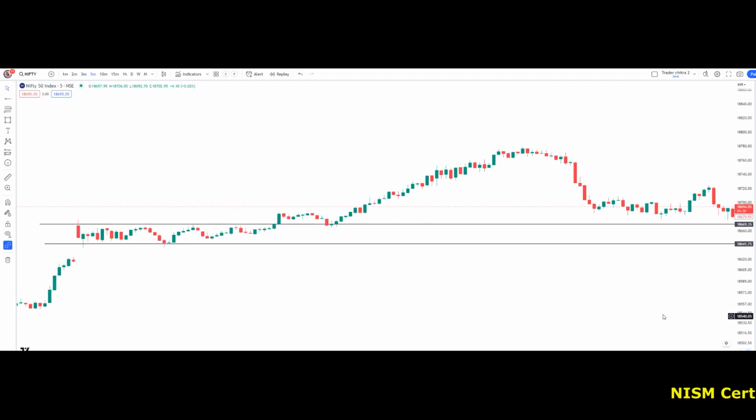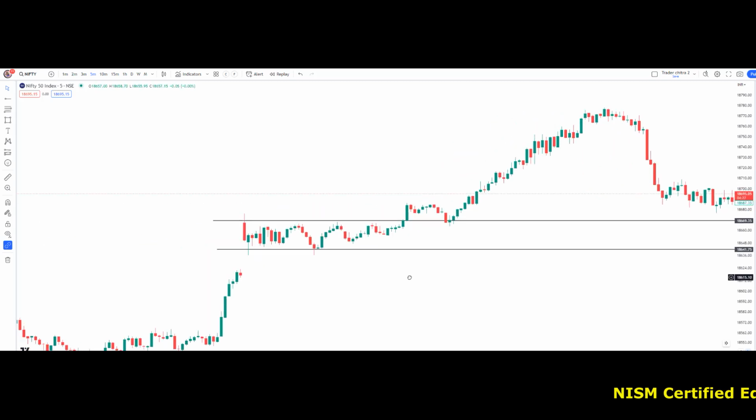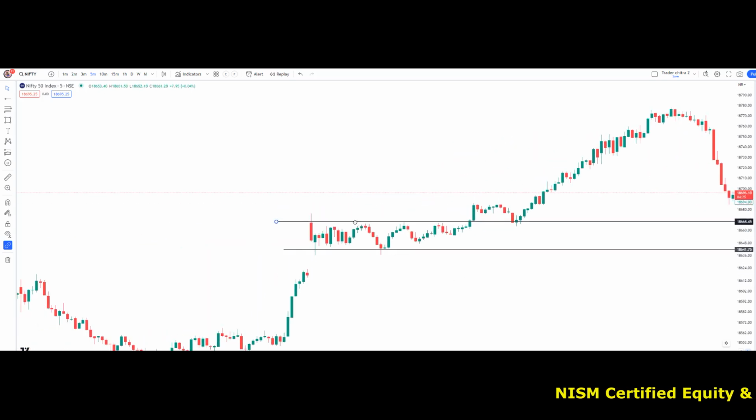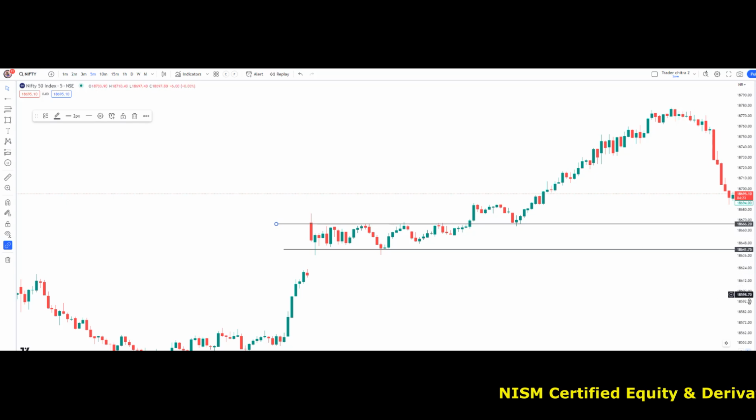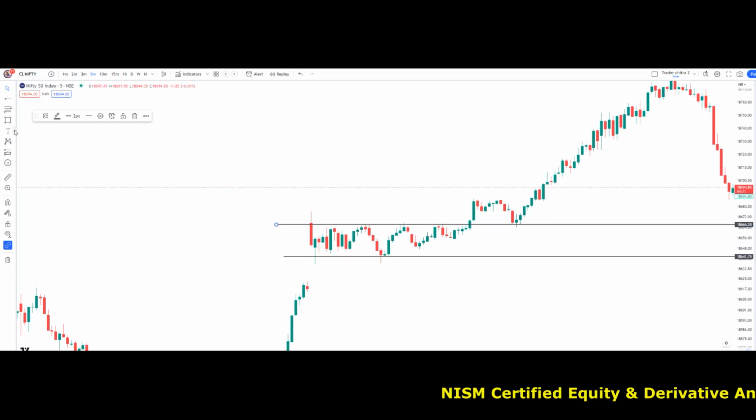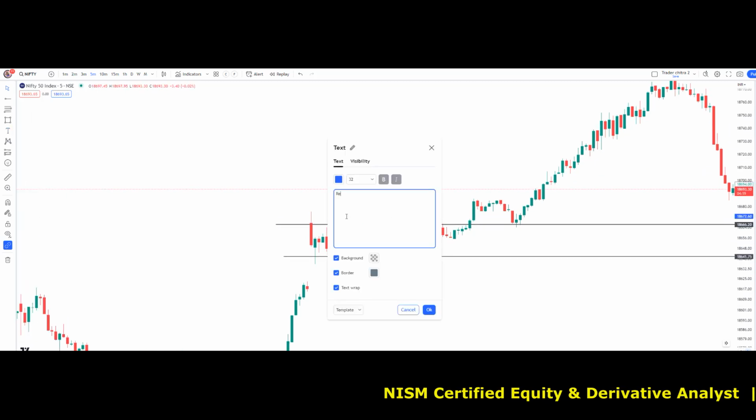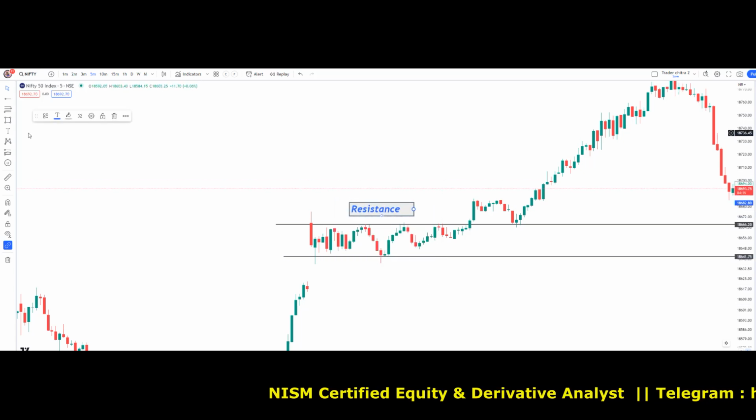So this is the resistance level. Means price is not able to break this level. Okay, so this is the resistance. And this is the support.